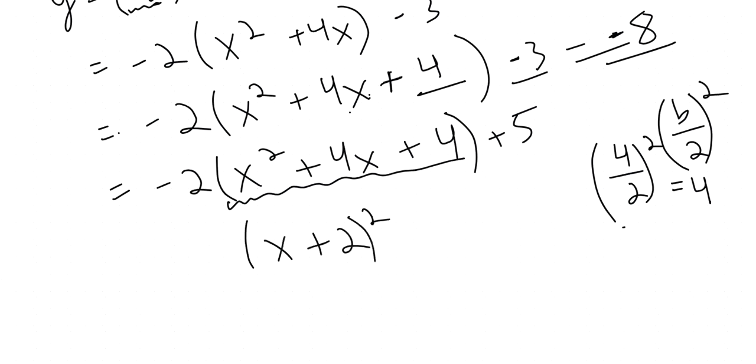So we end up with negative 2. This negative 2 is still there, times x plus 2 squared plus 5. And we have completed the square.